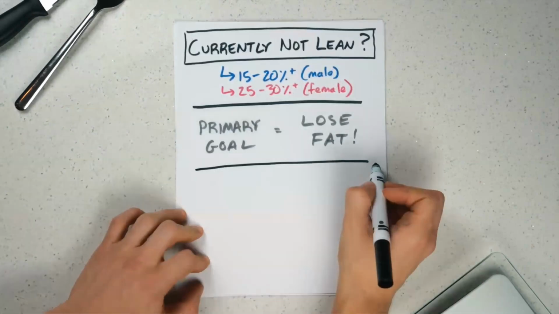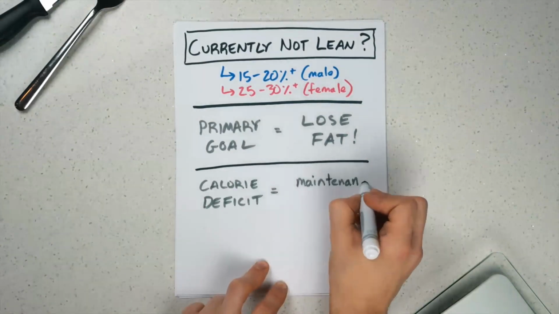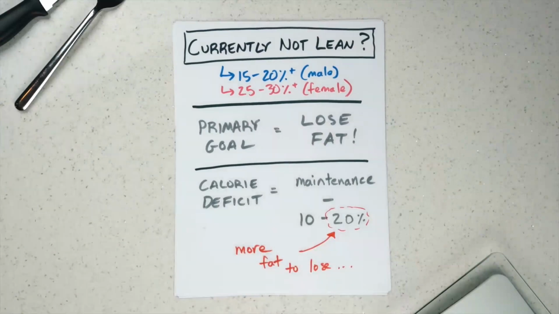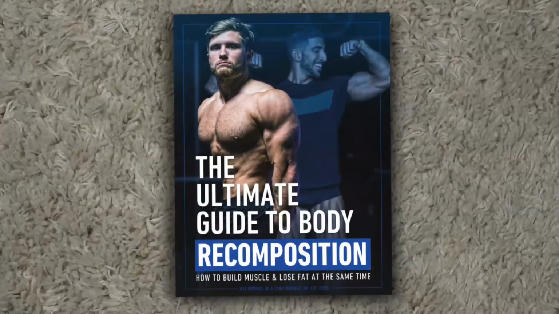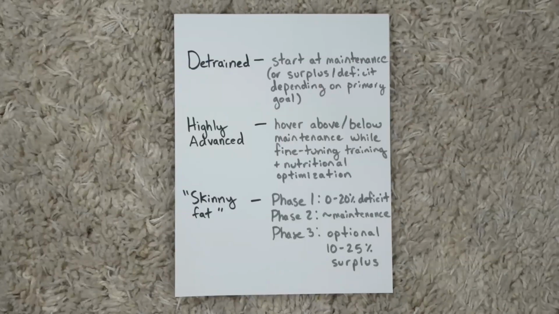If your primary goal is to lose fat, you should enter a slight caloric deficit, slashing 10 to 20% off your maintenance intake. The more fat you have to lose, the bigger the deficit should be. And in the book, we outline other considerations, such as if you're detrained, highly advanced, skinny fat, or significantly overweight.